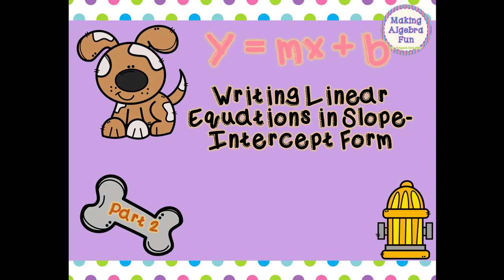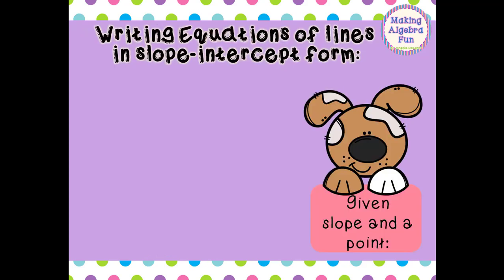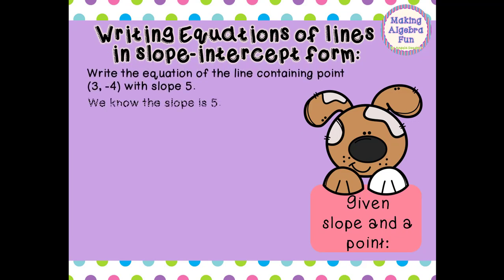Slope-intercept form is y equals mx plus b, so if you haven't learned that yet, that's something you're going to need to know. In this video, we're going to work on writing linear equations given a point and a slope, and also given 2 points. So we'll get right to it. We're going to start given a point and a slope, and here's an example.